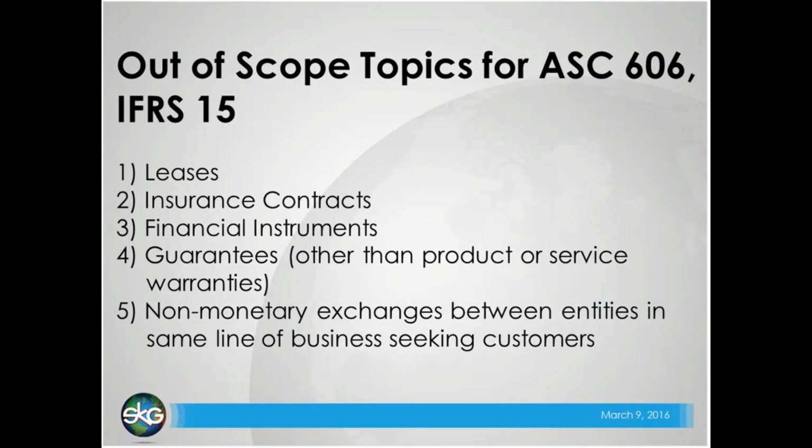There are some things that are not covered. This is not a complete list, but these are some of the noteworthy ones. So leases are not covered under the new standard. Insurance contracts, financial instruments, guarantees other than product or service warranties, which I mentioned on the previous slide, and then non-monetary exchanges between entities. If you're familiar with the oil and gas industry, they do things like the exchange contract. That's not covered under the new standard.